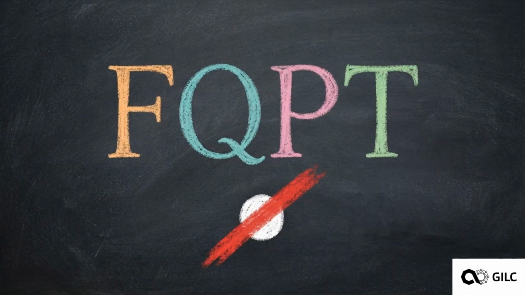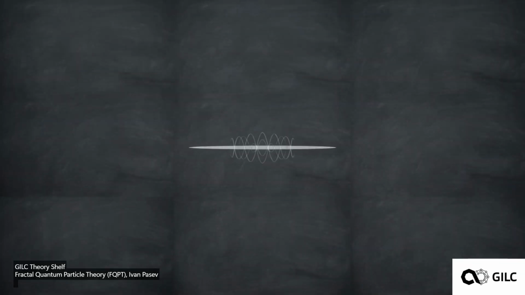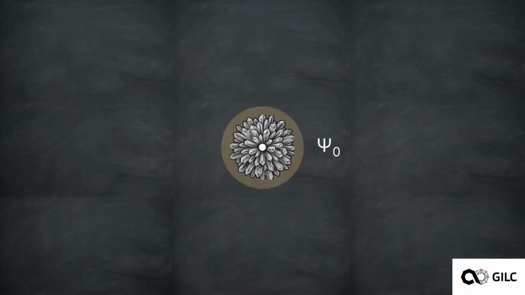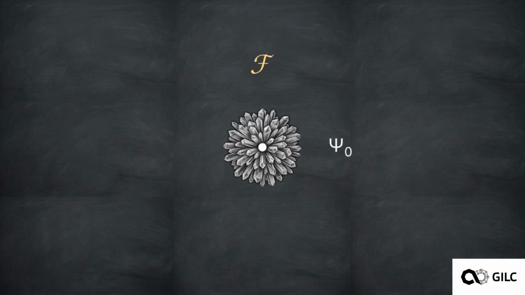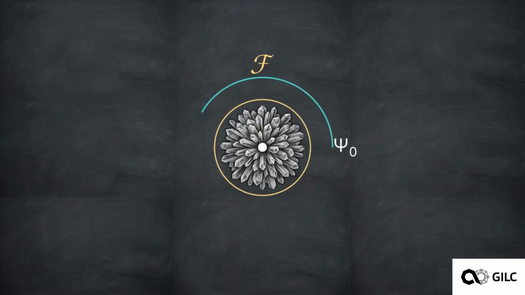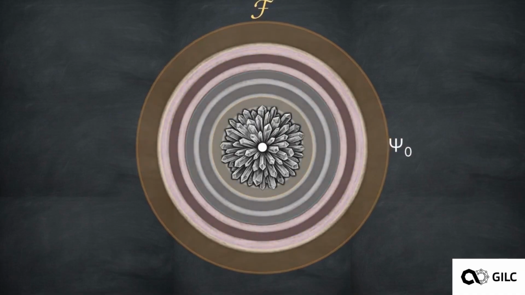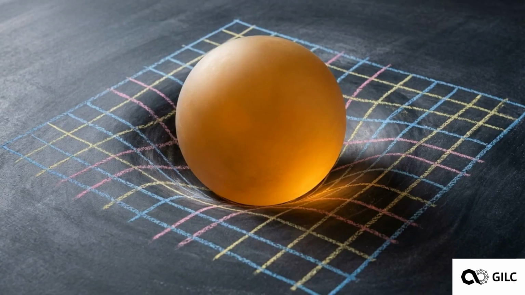Fractal Quantum Particle Theory, or FQPT, replaces the primitive point with a different structure. It suggests that a particle is not a singular static object, but a process. Here, a particle is a stabilized equivalence class of structural states. It begins with a primordial seed state, psi 0, at a high energy scale. A recursive operator, f, acts on this seed, initiating transformations that unfold across multiple scales. In this framework, mass is the measurable inertial residue of that cross-scale stabilization.